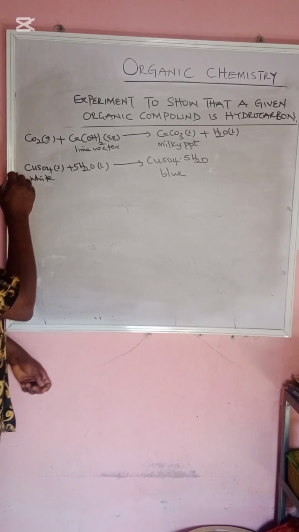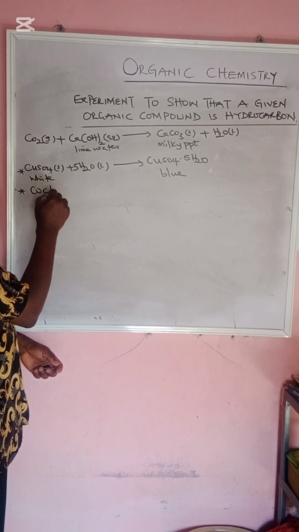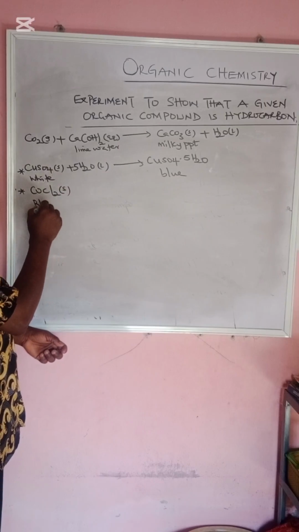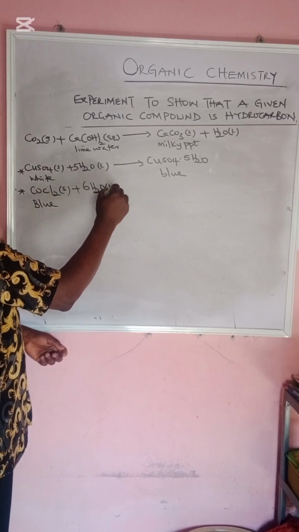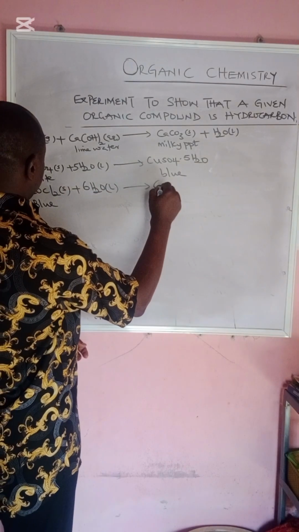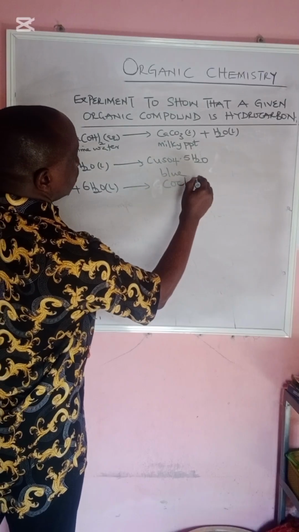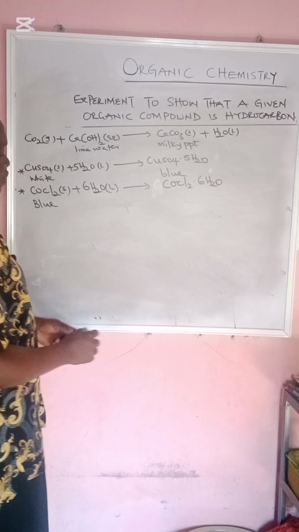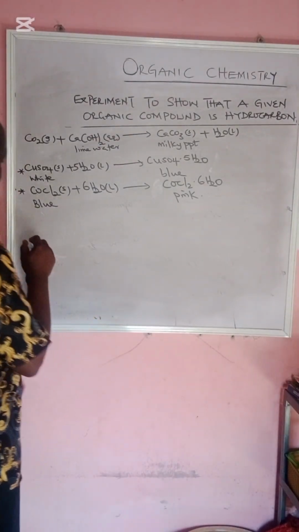If this copper 2 sulfate is not available, you can use anhydrous cobalt 2 chloride. It is blue, but on adding water to it, it will form CoCl2 with 6 moles of water of crystallization. These are the two chemical tests for water.